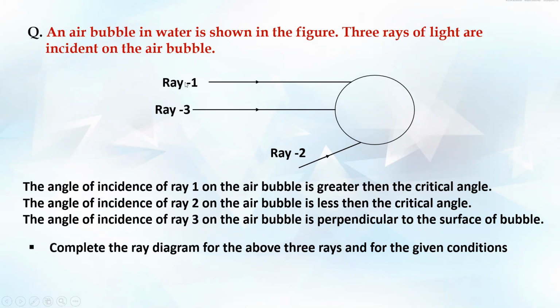Three rays are given: ray 1, ray 2, ray 3. Ray 1 is hitting at an angle which is greater than the critical angle. Ray 2 is less than the critical angle. Ray 3 is perpendicular. I guess the third one is easy. If something goes perpendicular, it goes through without deviation. Since it's a bubble, actually it's acting as a lens, so it will go straight through it.